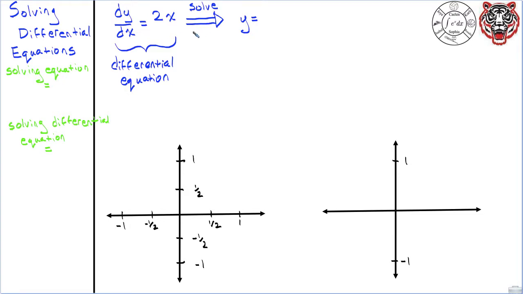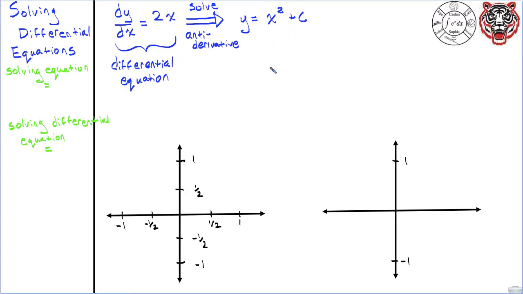So when I solve, really what I'm asking for is, what is the antiderivative? So when I take the antiderivative of 2x, I get x squared. I divide it down by the 2, that's where the 2 disappeared to. And don't forget your plus c. So that is the solution to this differential equation. And what can that look like?